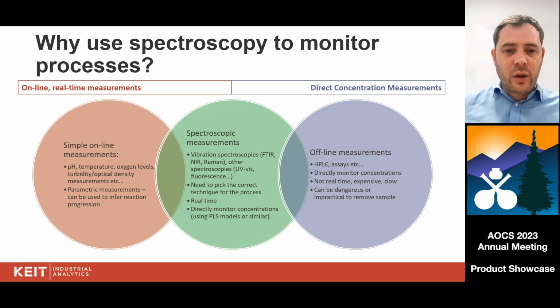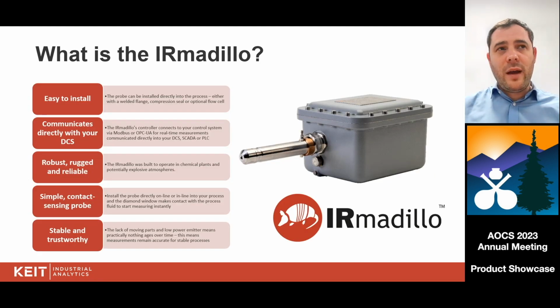Why am I here talking about that? The iArmadillo is a static optics FTIR spectrometer. That's what it is. You may have heard of IR spectrometers. They all contain moving parts. The iArmadillo doesn't. It's easy to install. The probe goes directly into the point of measurement. That probe you can see on the screen right now, put a port or a flange on the end of your pipe, and install directly inside. It communicates directly with your DCS. It sends out the data that you want to the place where you want to measure it.